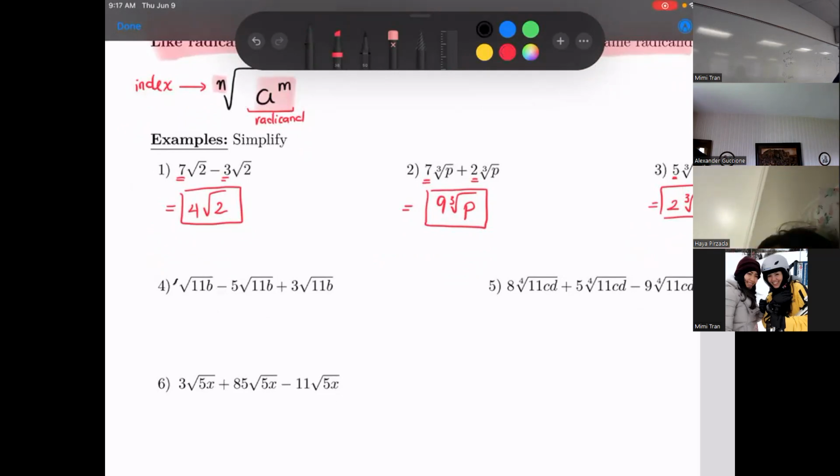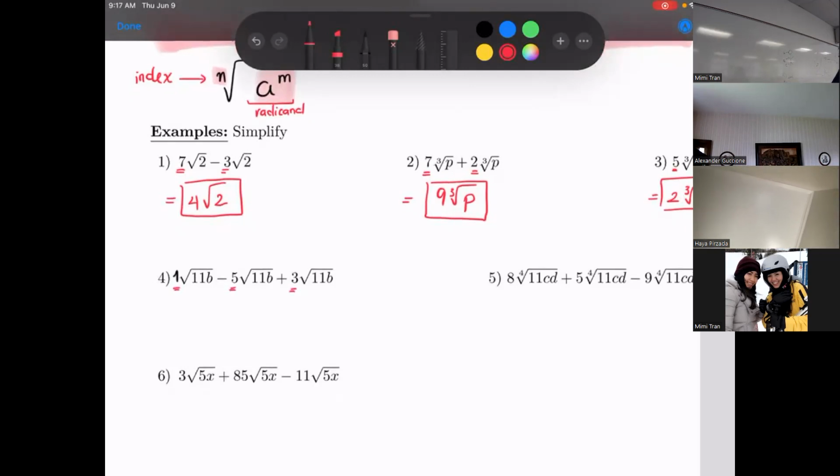Now I encourage you to put the 1 here if you don't see anything, so that you don't think it's 0. So 1 minus 5 plus 3 minus 4, so minus 1, right? So minus 1 square root of 11b.